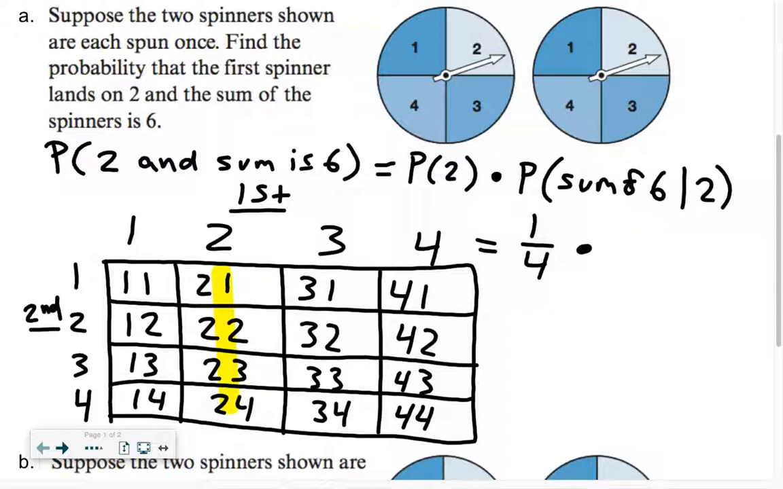So if we look at this, 2 and 1, will that get us a sum? Nope. 2 and 2 will get us 4. 2 and 3 will get us 5. And 2 and 4, sure enough, that's the only one that'll get us a sum of 6. So what's our probability of getting a sum of 6 given that we had to get 2 on the first one? Well, how many total options did we have? We had 4, and only one of them.